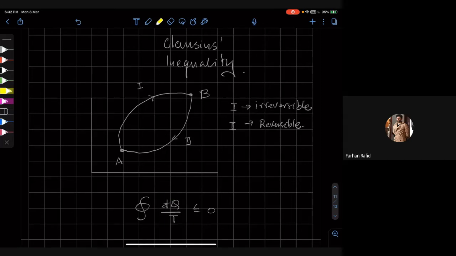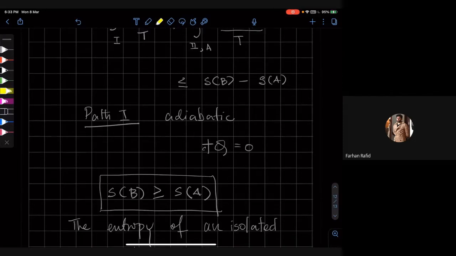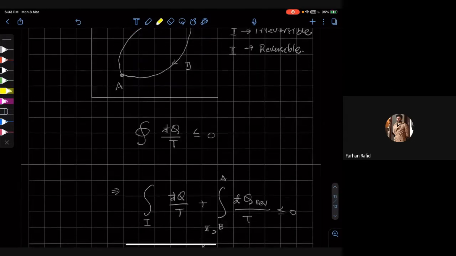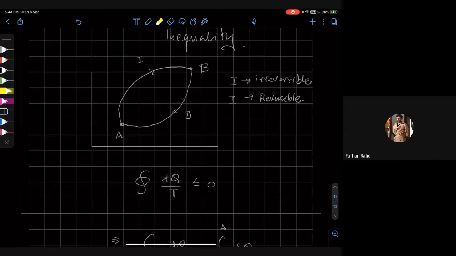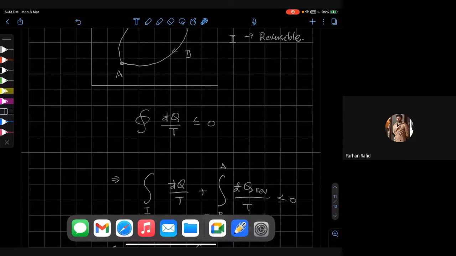All right. So this is basically for an adiabatic path. Now, if the path was both adiabatic and reversible, then in this equation, dq would also be 0, right?